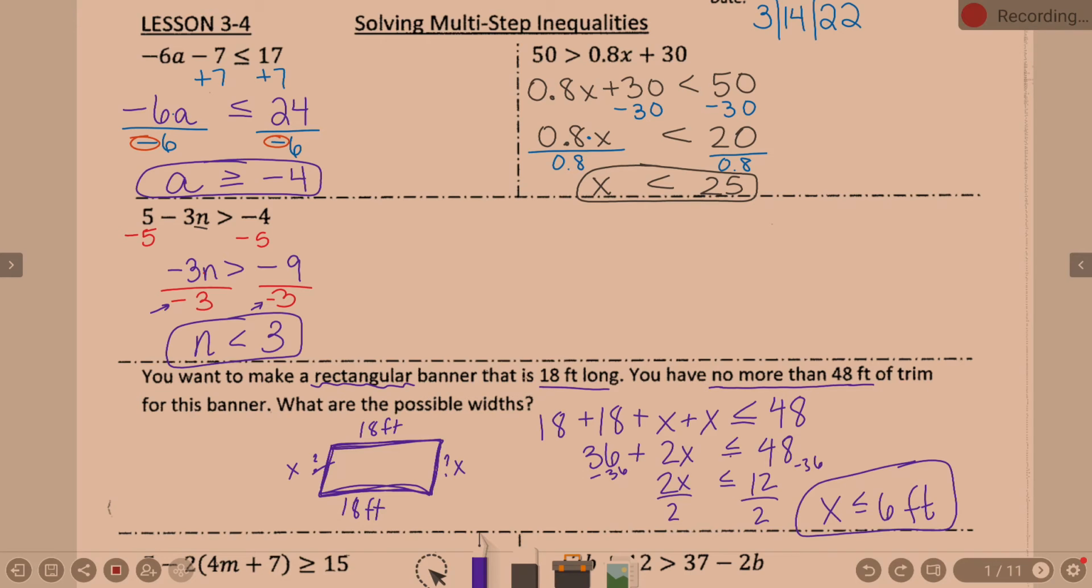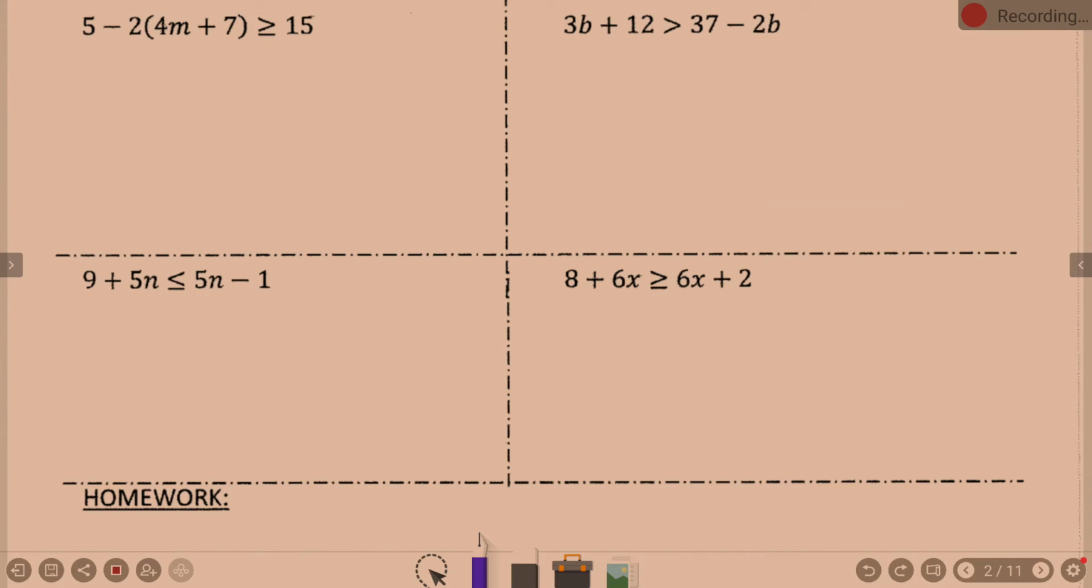let's look at our bottom examples here. Are we all writing our notes down? Not today. Hey, Rob. Gentlemen?